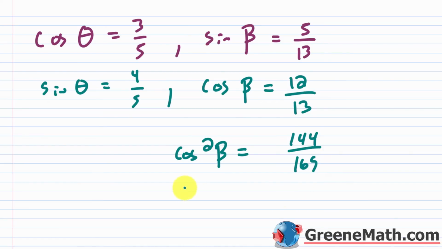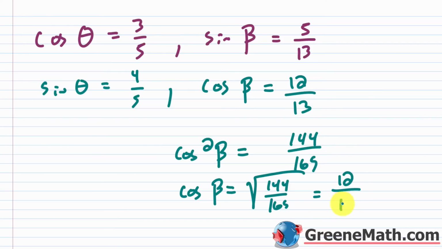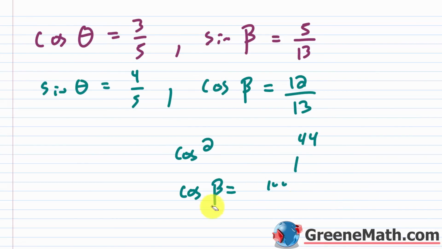And again, we're in quadrant 1. So the cosine of beta is equal to the principal square root of 144 over 169, which is the square root of 144 is 12, and the square root of 169 is 13. So again, you get your 12 over 13. So however you want to do it, but again, you're meant to take some shortcuts on problems like these.